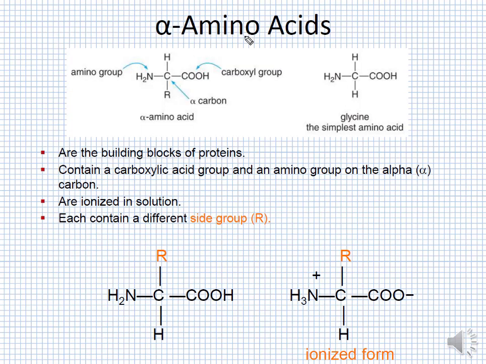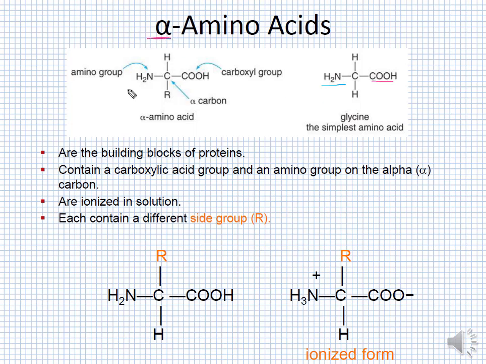So, amino acids. These are compounds that have an acid group and an amine. So acid red, base blue, amines are organic bases. These amino acids are the building blocks of proteins. We'll talk about those more in a little bit. But first thing I'd like to say is that these are alpha amino acids. So what do we mean by alpha amino acids?